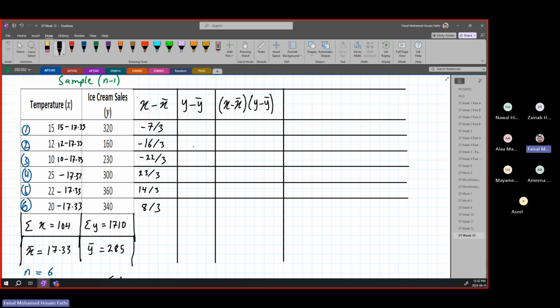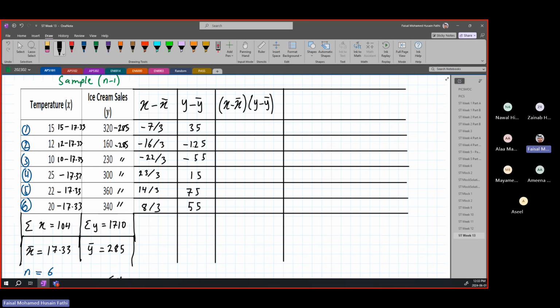All right. Same thing now we're going to be doing for y. So this is going to be 320 minus 285. 320 minus 285 is going to give us 35. Then minus 125, which is this minus 285. And we're going to be doing the same for the rest. And it's going to give us minus 125, minus 55, 15, 75, and 340 minus 285, which is 55.